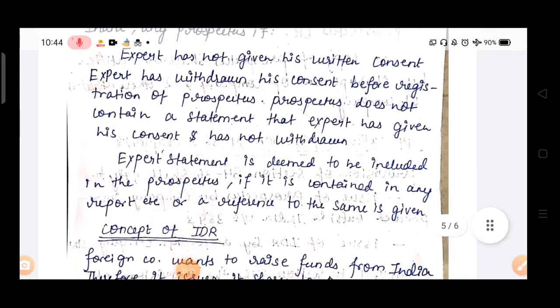Now, it is given that an expert statement is deemed to be included in the prospectus if it is contained in any report, etc., or reference to the same is given. If this expert statement is contained in any report or if the reference of this expert statement is given, then it will be deemed to be included in the prospectus. Then it is not necessary to specifically include it in the prospectus.